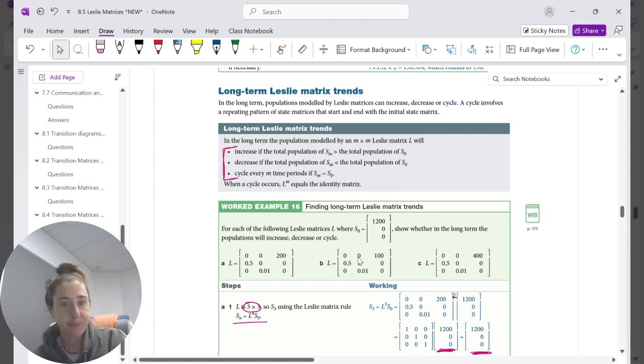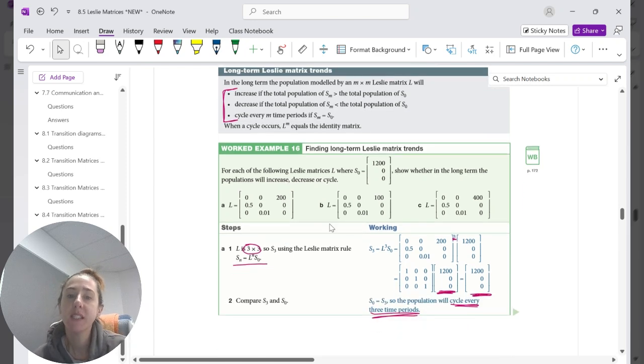So let's go through the worked example. We're going to find the long-term Leslie matrix trend. We've got an initial state here, and we want to show whether in the long term, the population will increase, decrease, or cycle. So we've got three different Leslie matrices here.